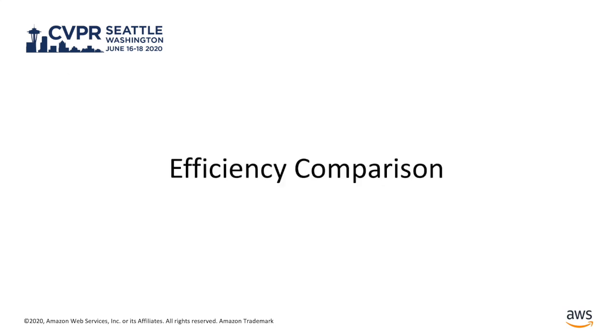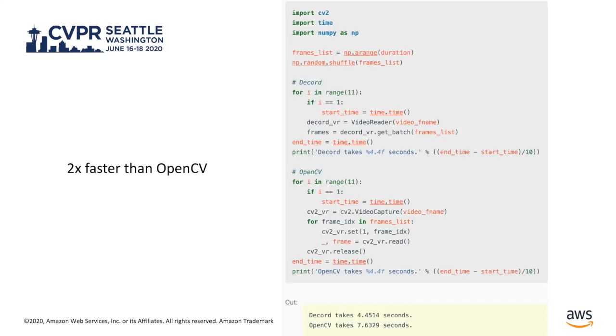Now, let's do the efficiency comparison, which is the most compelling reason to change to Decord. First, we do a quick experiment, as in the right code snippet. You can also run this in your terminal right now. It just takes 10 or 20 seconds. What we test is, we load a video and get a random batch from it 11 times, with the first time being warm-up. We can see that Decord only takes 4.5 seconds to finish, while OpenCV takes 7.6 seconds. Decord is almost twice as fast. This shows that we have better random access capability than OpenCV video capture because OpenCV is designed for sequential read.